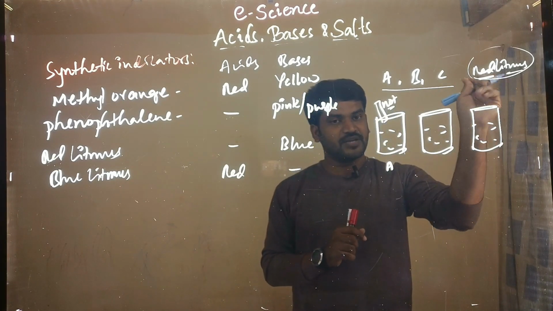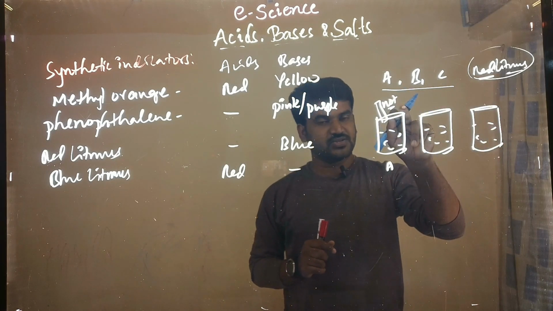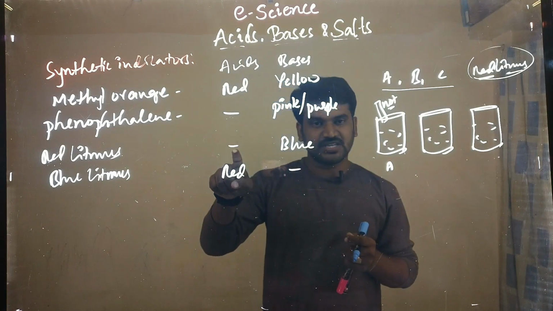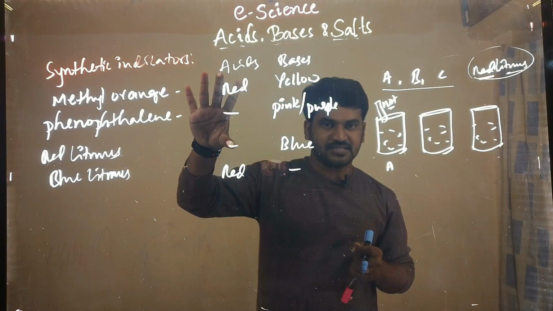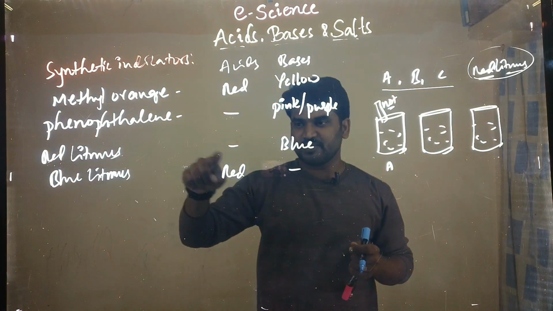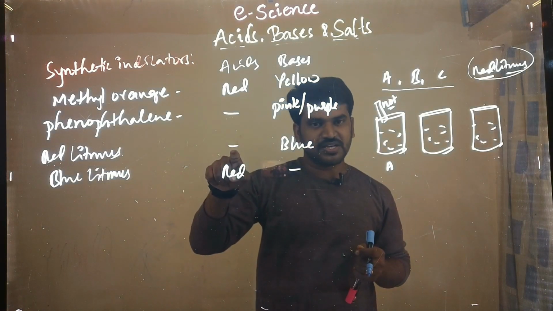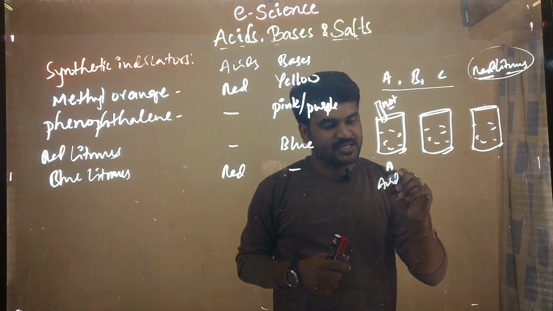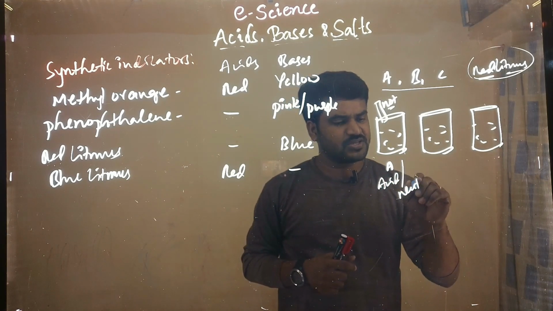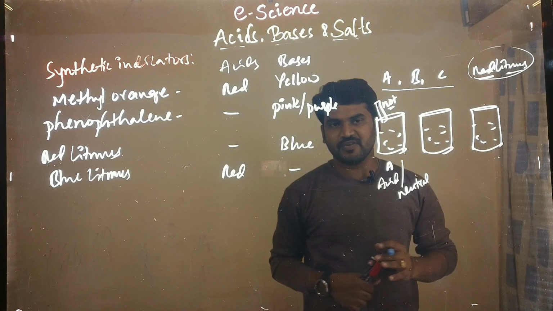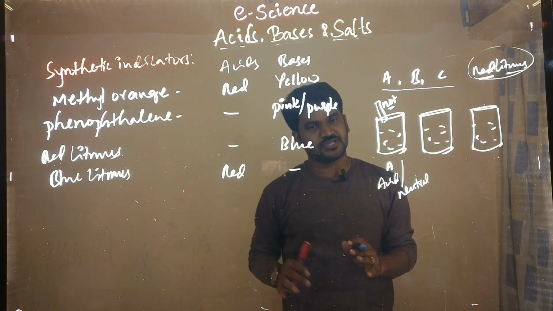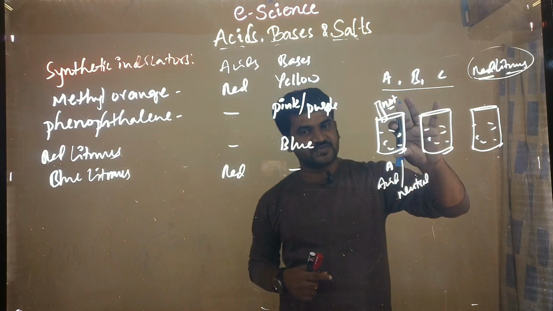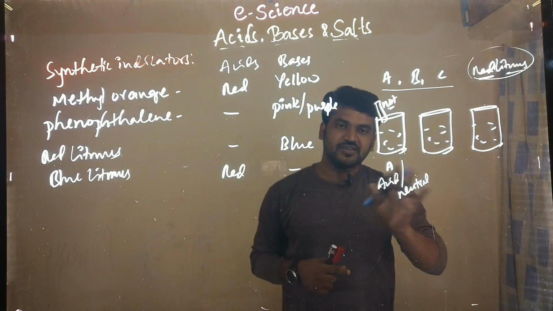Okay, what is happening here? Red litmus is not changing the color in the presence of acids. Yes or no? So this is maybe acid or neutral. Why? Because in neutral also no color change will be there, whether red litmus or blue litmus, anything you take. So this first one might be acid or neutral.